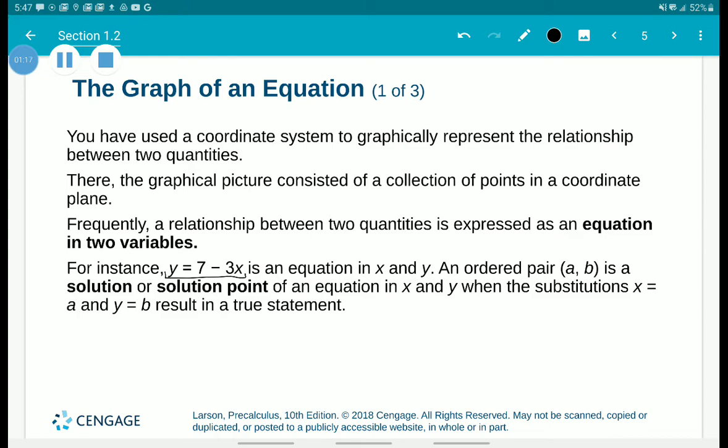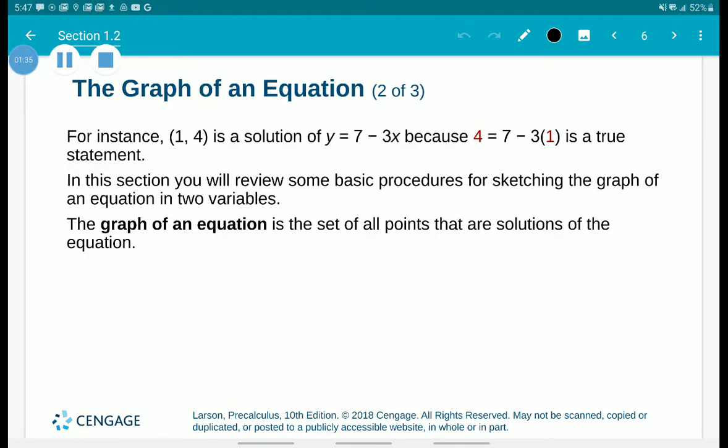How do we know if we have a point that's on that graph? Well, any point that's on that graph would have to make a true statement. Those points that are on that graph are called solution points. And that happens when we plug that x and y value in and we get a true statement. So for instance, suppose we have the point (1, 4). That's going to be a solution of y equals 7 minus 3x.